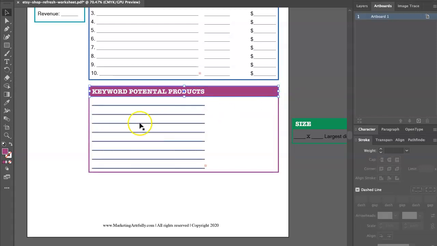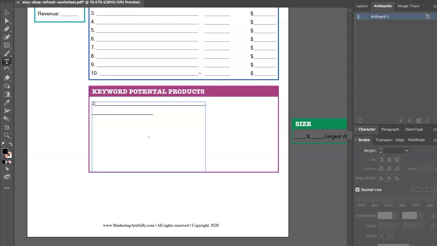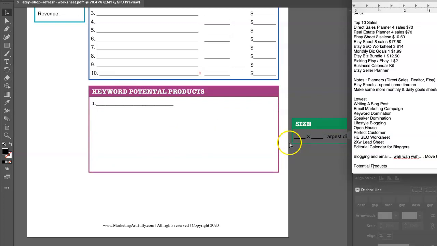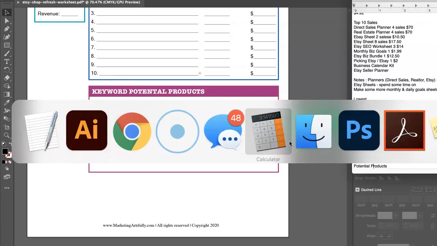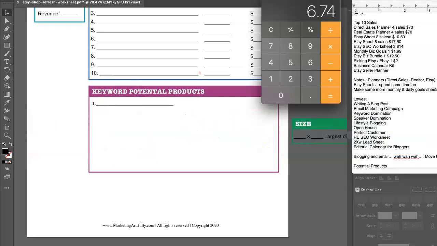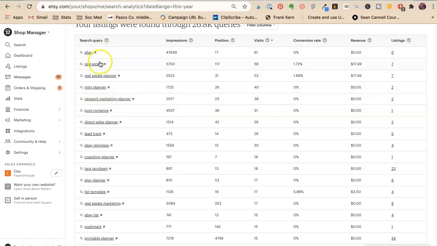All right. One. We already got lines there. Okay, so I don't have to build it, but I'm going to do 1 through 10. I need to have 10 potential product ideas once I know what Etsy thinks my shop is about. Real estate, that makes sense. Real estate planner, MLM planner.